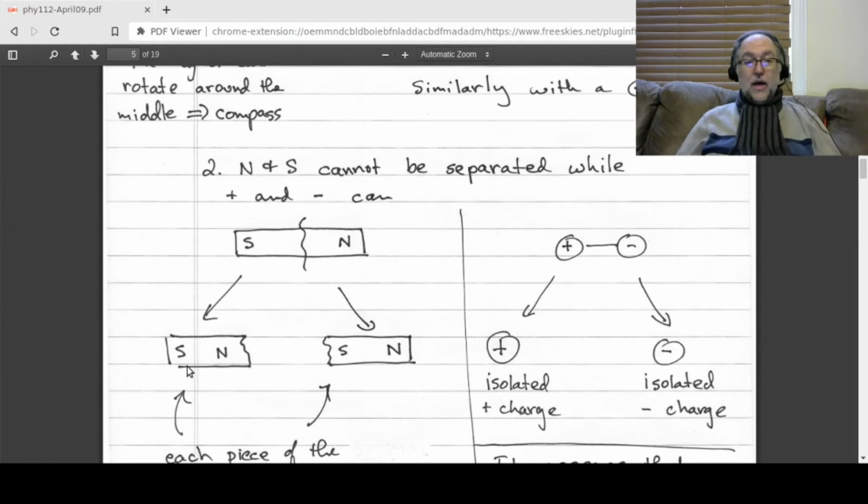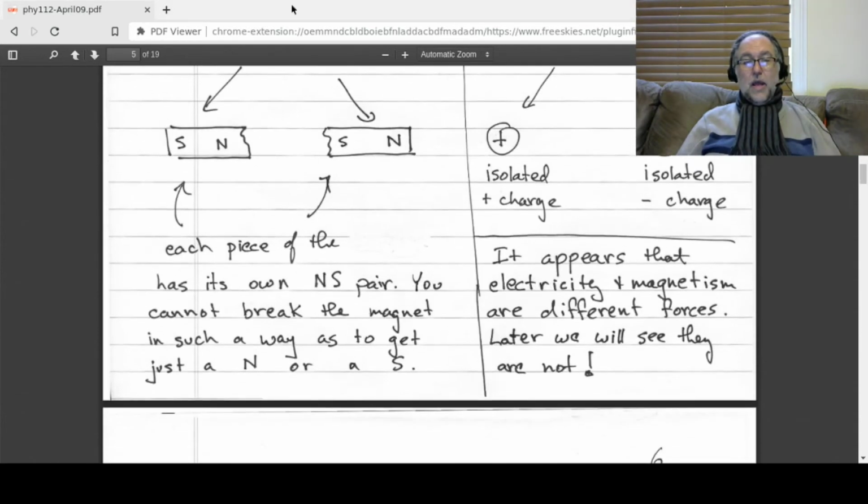So poles cannot be separated, whereas charges can be separated. And so it appears at this level, at least so far, that electricity and magnetism are different forces. But like I said, later they will turn out to be the same.